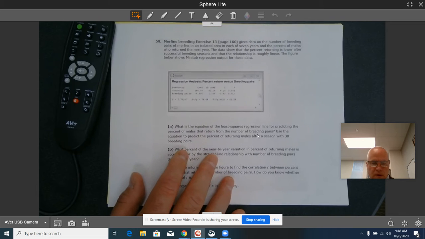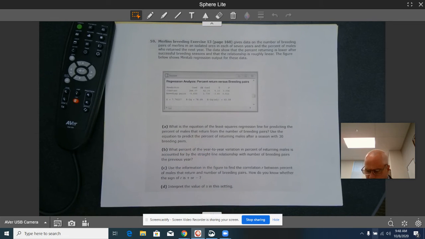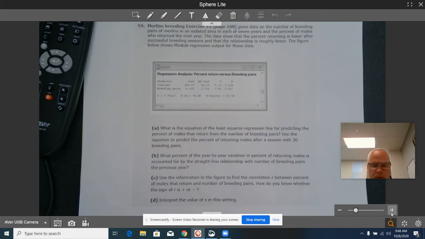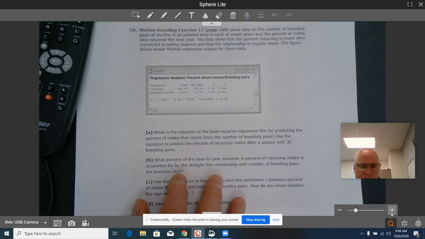Hey, Mark, here's 59. Sure is dark. I don't know if I can make it any lighter. I'll just make it a little bit closer. Hopefully you can see it okay.